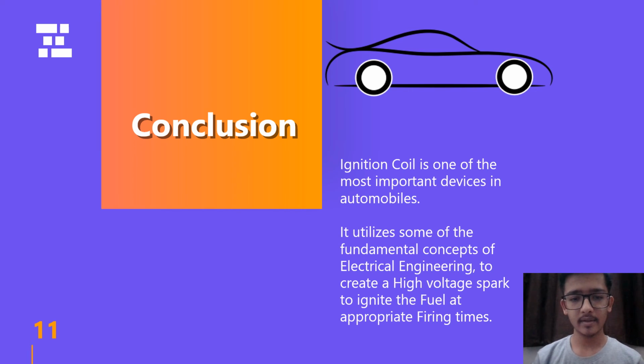So that is it. Ignition coils, as we have seen, are one of the most important devices in automobiles, and almost all vehicles we see on the road, except for some electrical ones, have this device, and it is very important. And we have also seen how it utilizes some of the most basic components of electrical engineering to create a very high voltage spark, to ignite the fuel mixture and create the explosion at appropriate firing times, and thus move the vehicle forward.